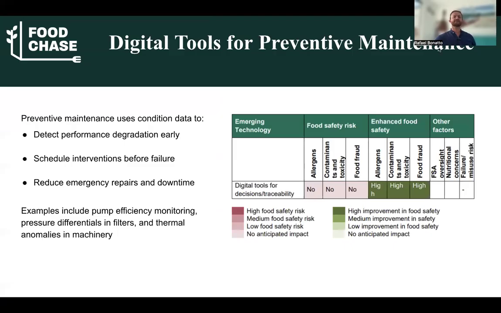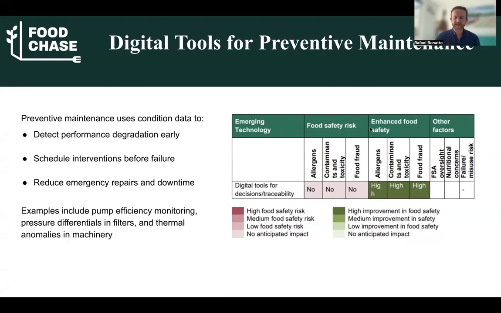Digital tools for preventive maintenance. Preventive maintenance here uses condition data to detect performance degradation early, before it actually happens, before it's too late. Schedule interventions before failure, very important as an early warning system, and reduce emergency repairs and downtime. Emergency repairs only happen when you haven't taken the decision previously, okay? Examples include pump efficiency monitoring, pressure differentials in filters, and thermal anomalies in machinery.